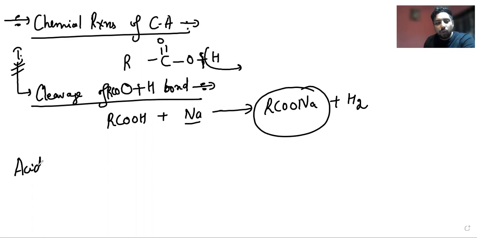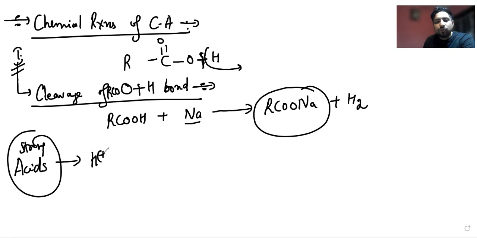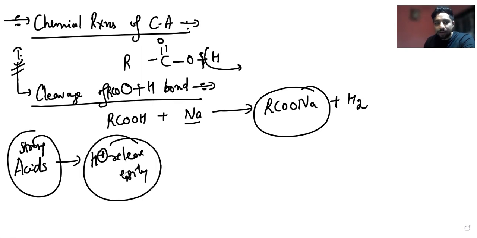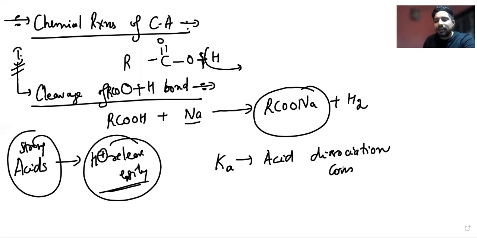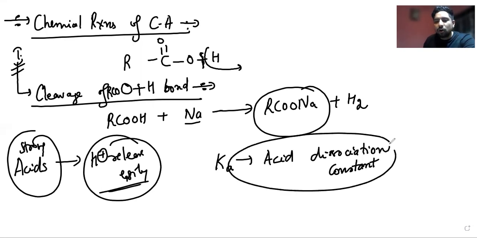Right, so which are strong acids? Strong acids are those which release their H positive very easily. Okay, strong acids are those acids which release their H positive very easily and very fast. Okay, now in this there is Ka. When this acid is dissociating, Ka is the acid dissociation constant. Okay, what is Ka? That is acid dissociation constant.